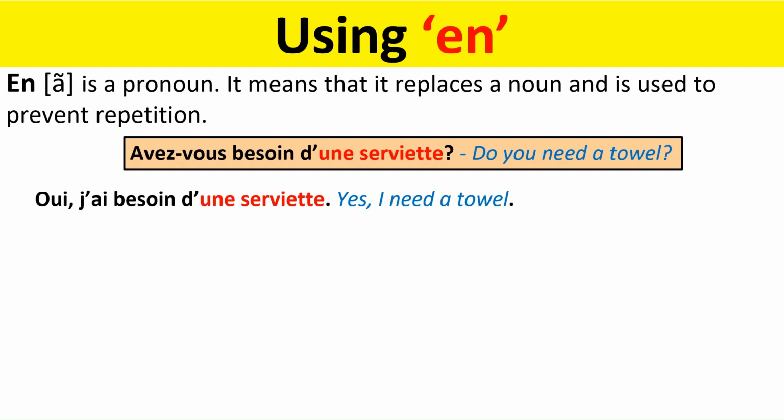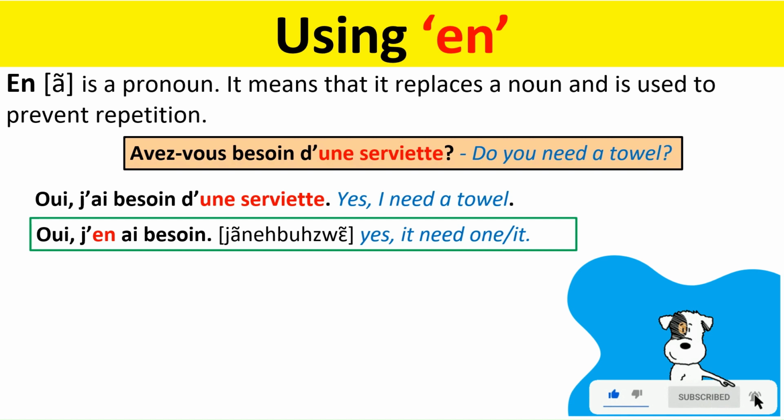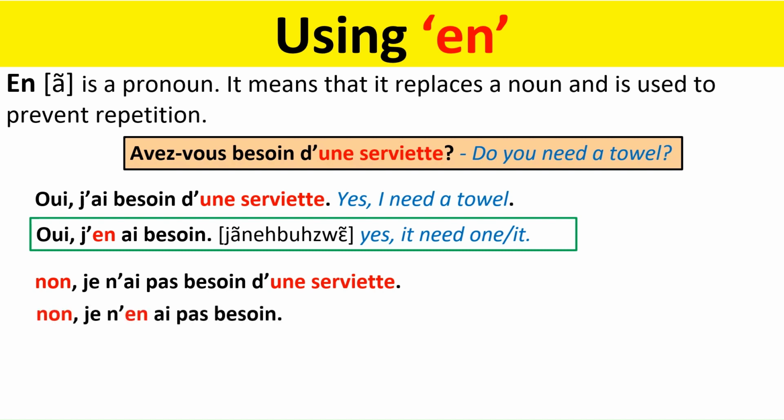Perfectly all right. But if you didn't want to repeat the word serviette because we already know what we're talking about, you could say, oui, j'en ai besoin. Yes, I need one. On the other hand, if you didn't need a towel, you could say, non, je n'ai pas besoin d'une serviette. Or you could simply say, non, je n'en ai pas besoin.